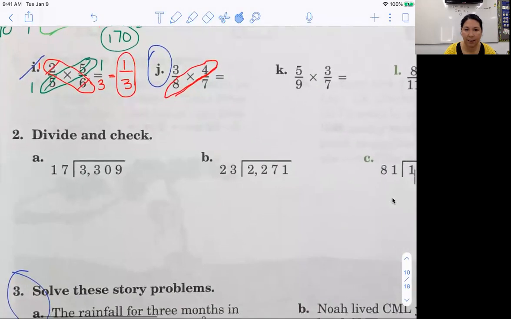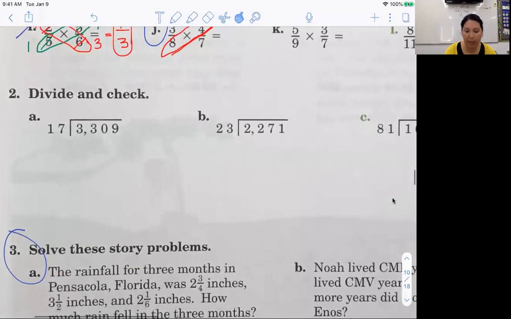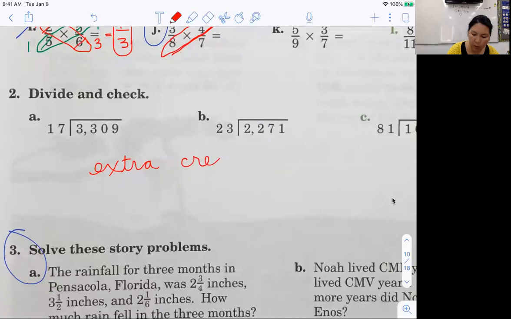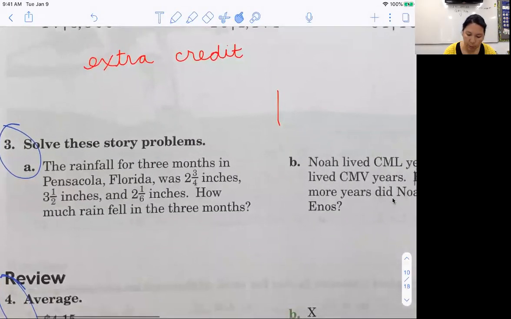Okay, guys, I'm switching over A and B. Now, for those of my overachievers, kids who really love long division, or if you want to try to get some extra credit, you can do either one of those for extra credit, but you don't have to. Okay. Everyone else, let's move down.